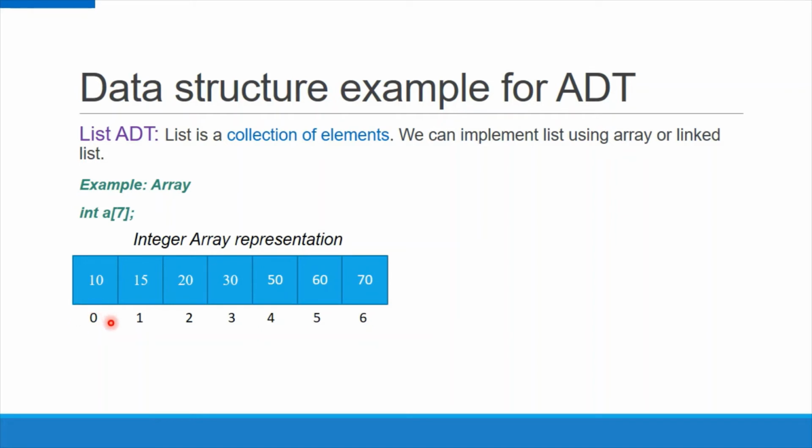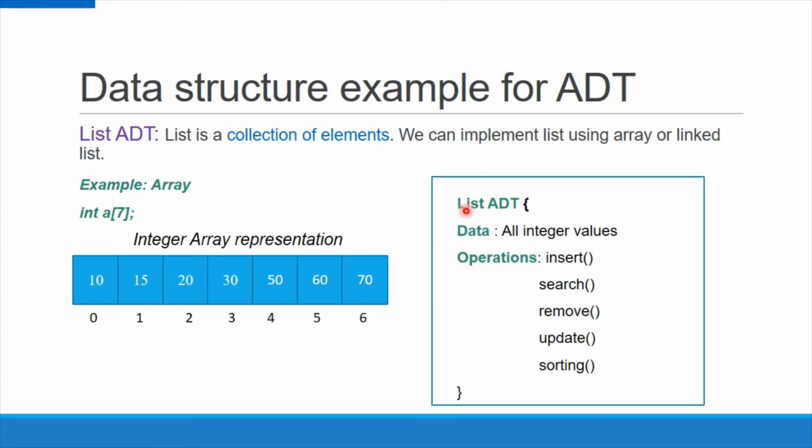With the help of this index value only, I can access any particular data item in the array. If I want to update this 15, with the help of this subscript 1 only, I can do it. If I want to remove this 30, it is in position 3, index value is 3, so with the help of this index value only, I can remove it. I can search with the help of this index value. So I can do any manipulation on the array with the help of the index value only.